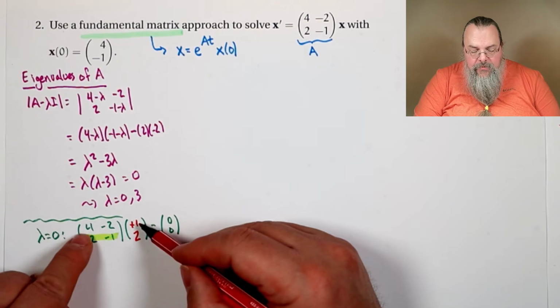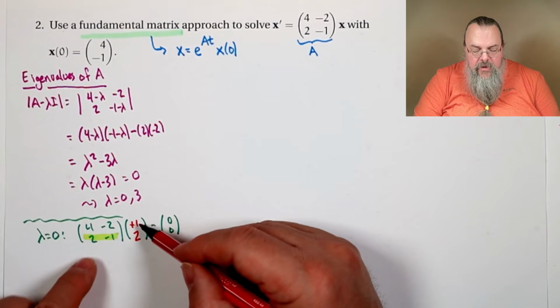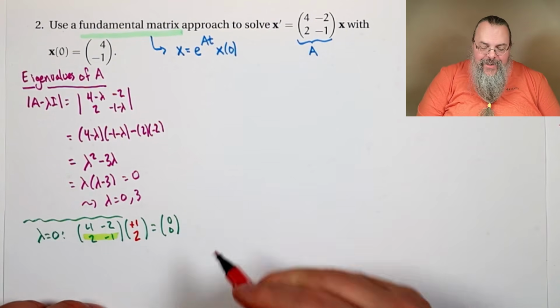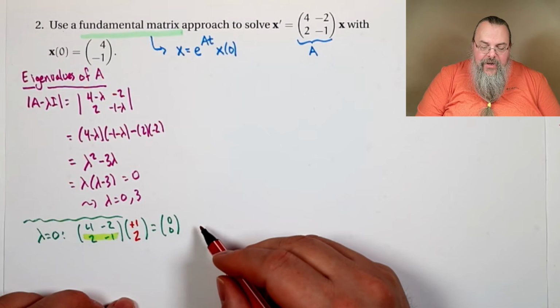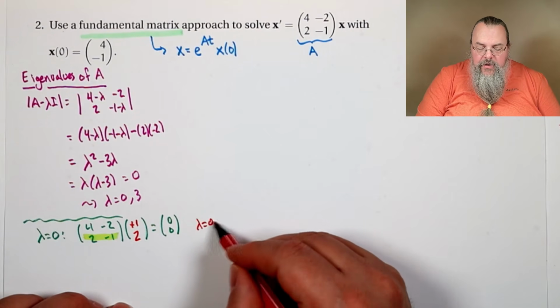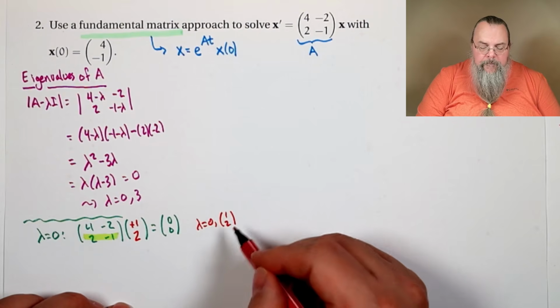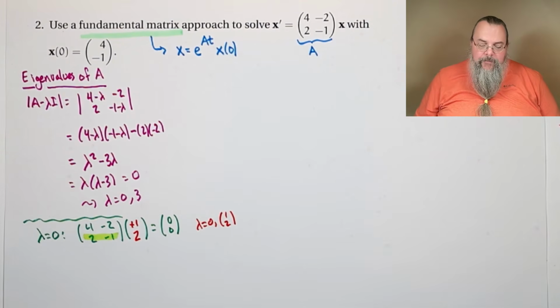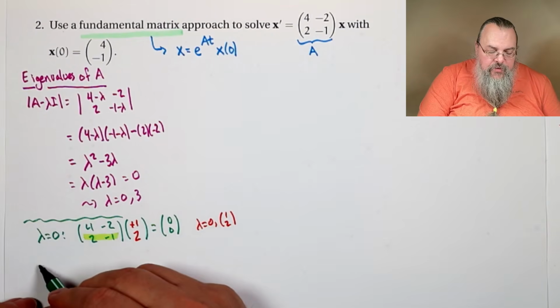Well, you can always check. 4 minus 4, 0. 2 minus 2, 0. Nice. So, all right, good. So we have lambda equals 0, eigenvector [1, 2]. Now we'll do the same thing again, except for 3. Okay, so lambda equals 3.